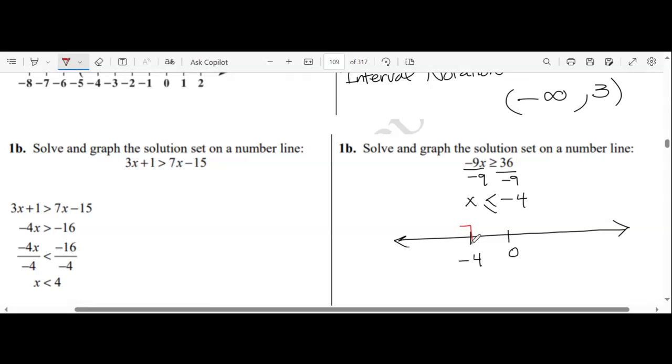So what should I do? Do it like this. Now, which direction is it going? Yeah, to the left, right? So your interval notation will be open parenthesis, negative infinity, comma, -4, closed bracket. Is this clear?